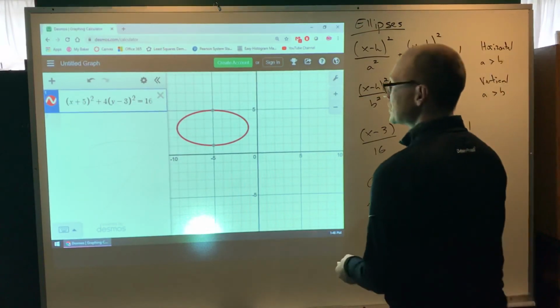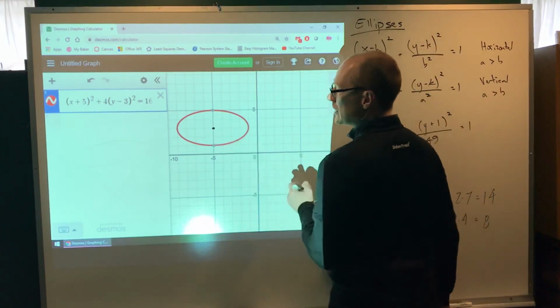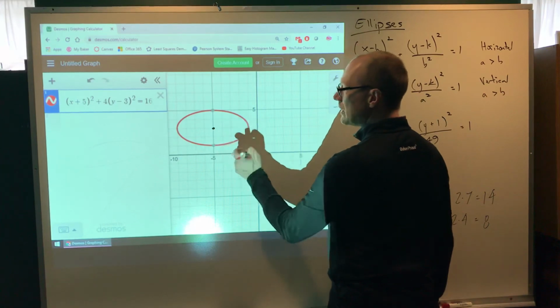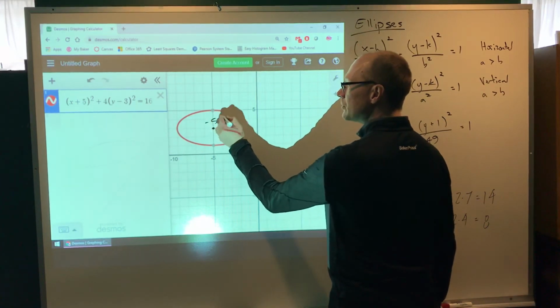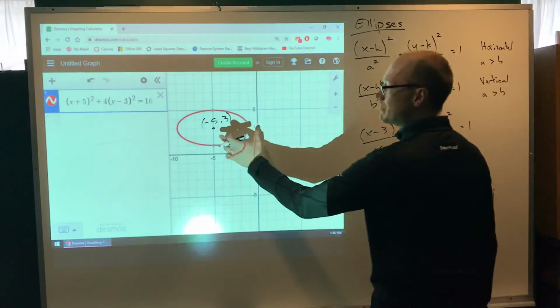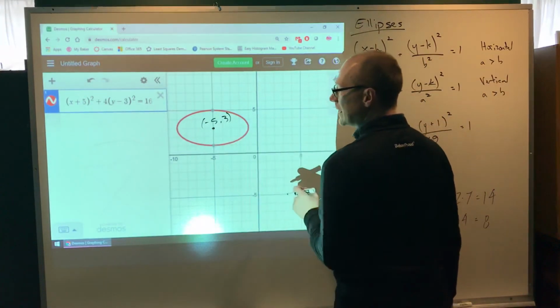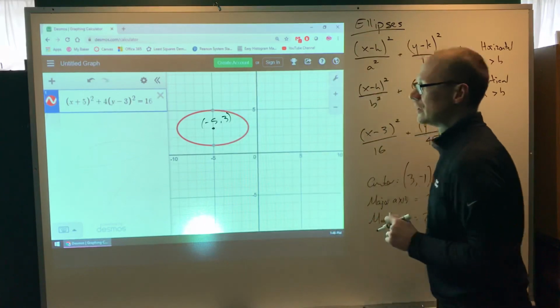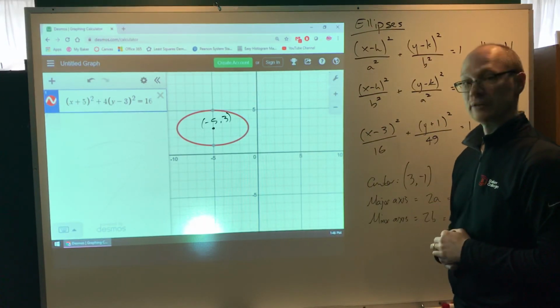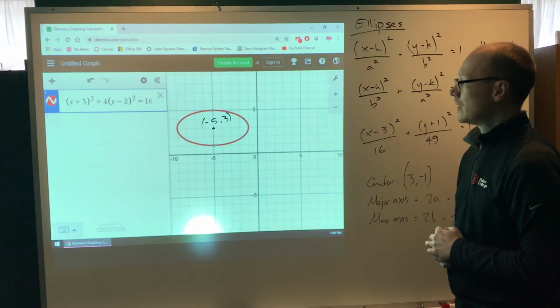You can see where the center is. The center is 1, 2, 3, 4, 5. 1, 2, 3. This is (-5, 3), right? Oh yeah, (-5, 3). And you can see the major axis is a total of 8. Minor axis, a total of... but you could certainly go through and pick the correct absolute value for that.